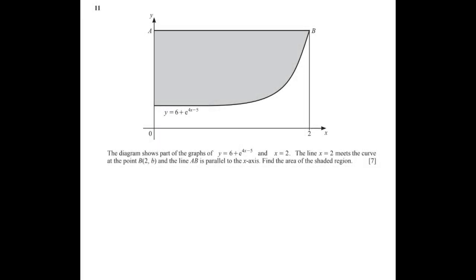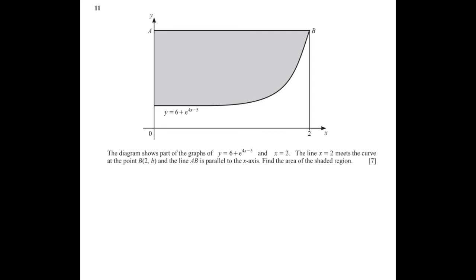Okay, on to question 11. Talking area here with a curve, so you need to definitely make that connection that we're going to do integration here. And then we just need a strategy on how to find the shaded region. So let's see what we've got. The curve is given there, 6 plus e to the 4x minus 5. And then it's bounded by that line segment AB and x equals 2. All right. So find the area of the shaded region.